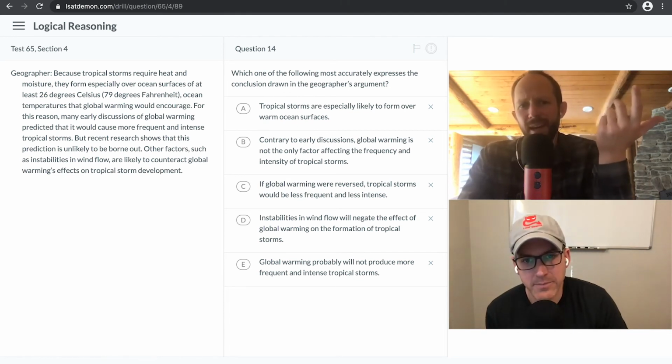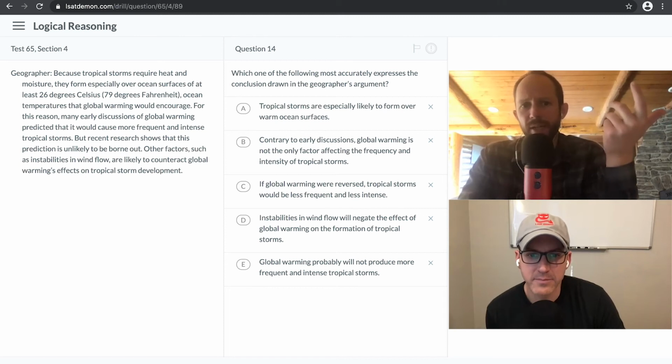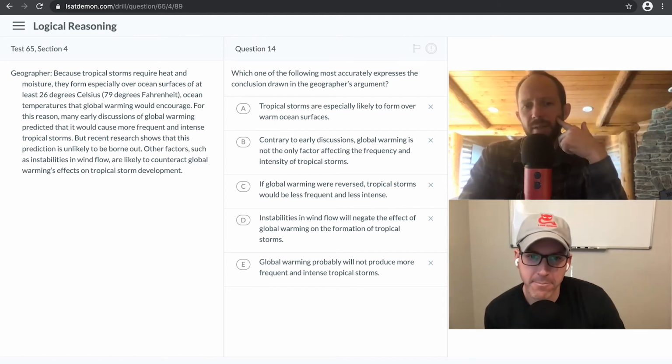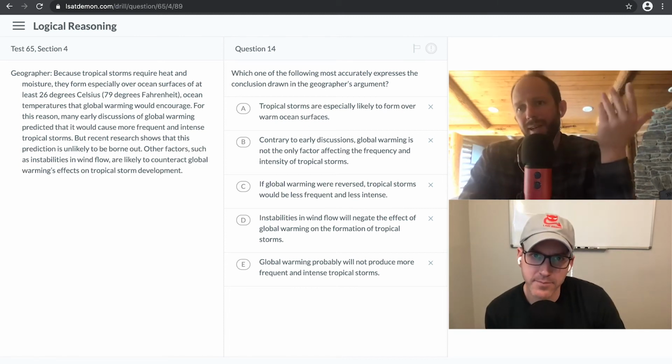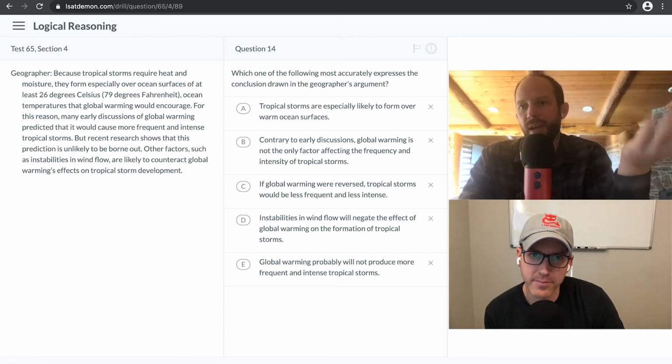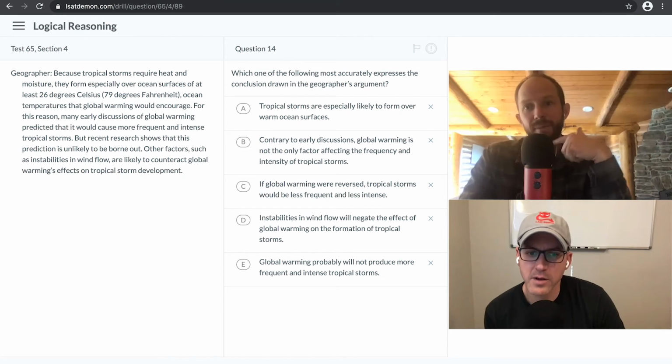Nobody ever said that global warming is the only factor affecting the frequency and intensity of tropical storms. It's just misstating the actual facts. On a main conclusion question, you can definitely get rid of anything that misstates the argument. And B is misstating what those earlier discussions even were.